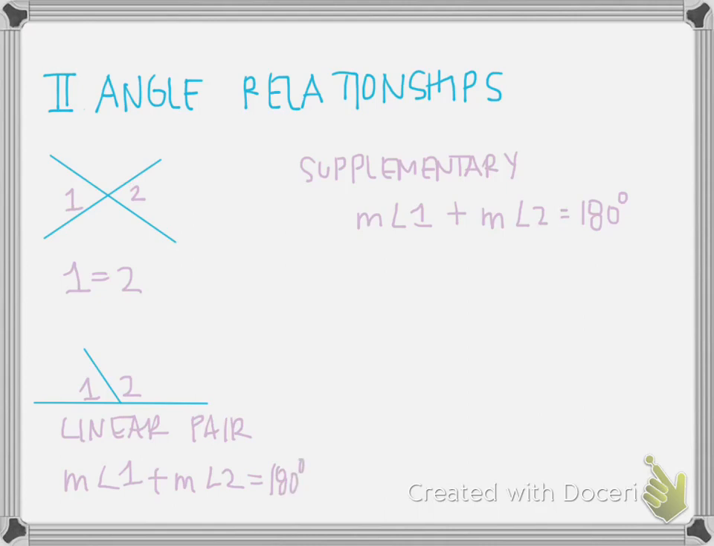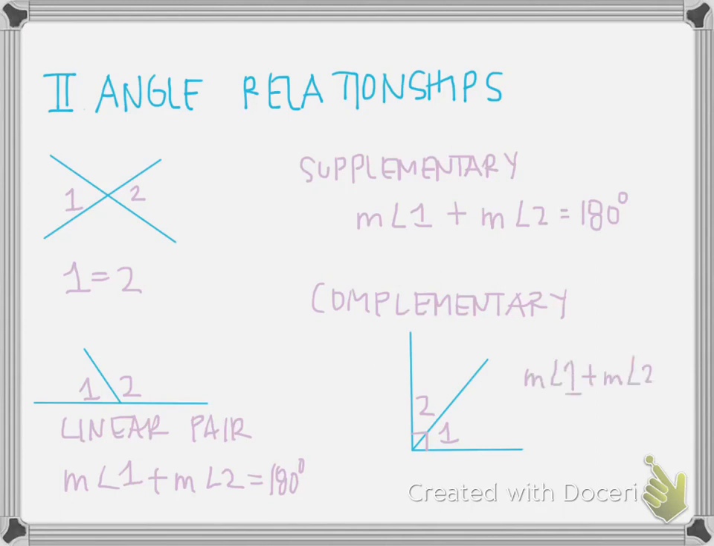Complementary angles are when they add together to be 90. So when measure of angle 1 plus measure of angle 2, they would add together to be 90 degrees. Okay, so we need to know those definitions there and to be able to use them.